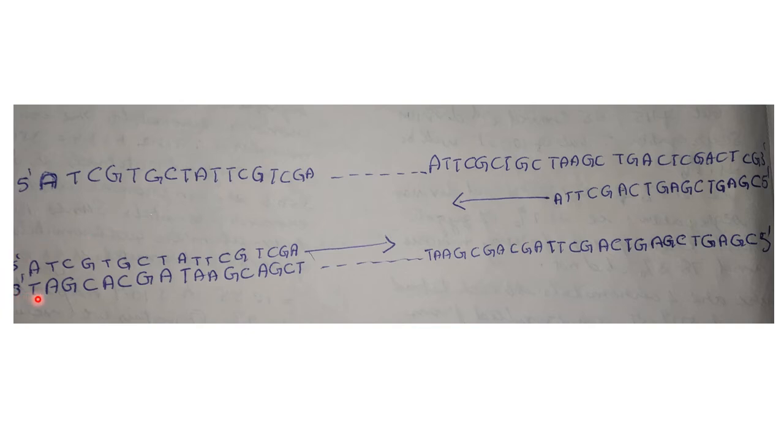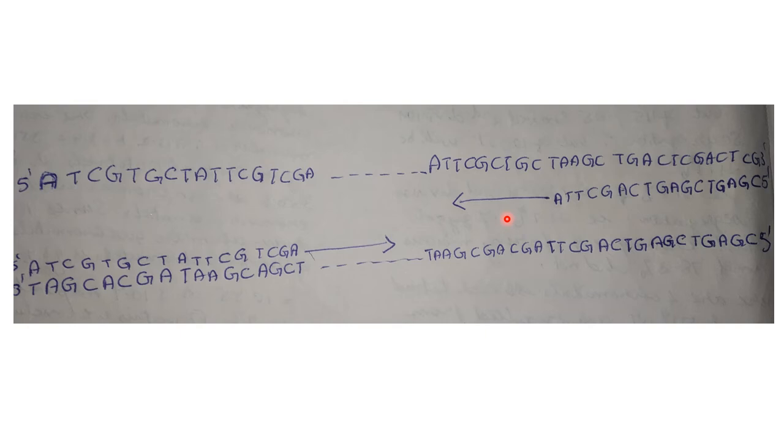So it will be complementary to this particular sequence in the 3' to 5' direction. So it is ATC, GTG, CT, ATT, CGT, CGA. And that is the same as the sequence of the first strand given in the 5' to 3' direction. So it is the same as that of the given strand. So this particular sequence is the forward primer, similar to the top strand.